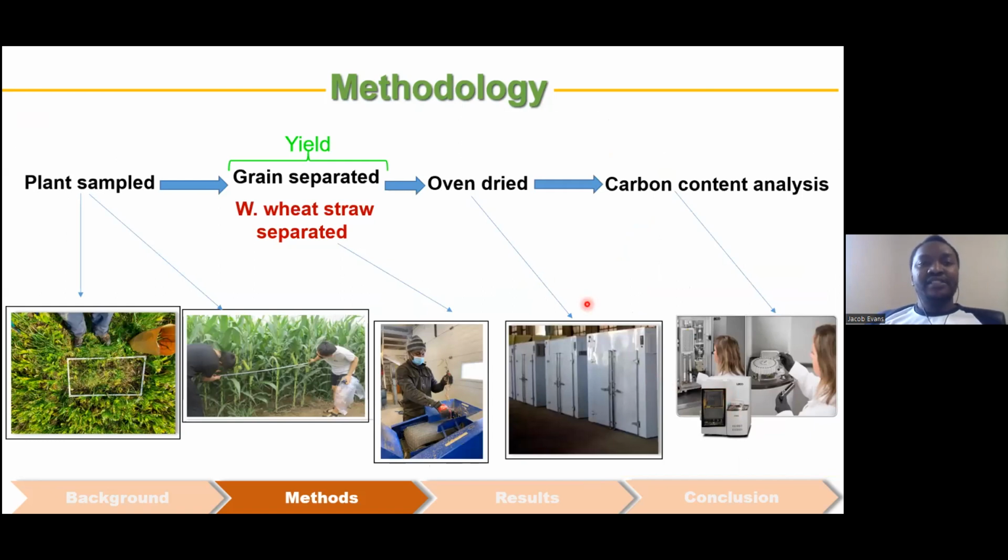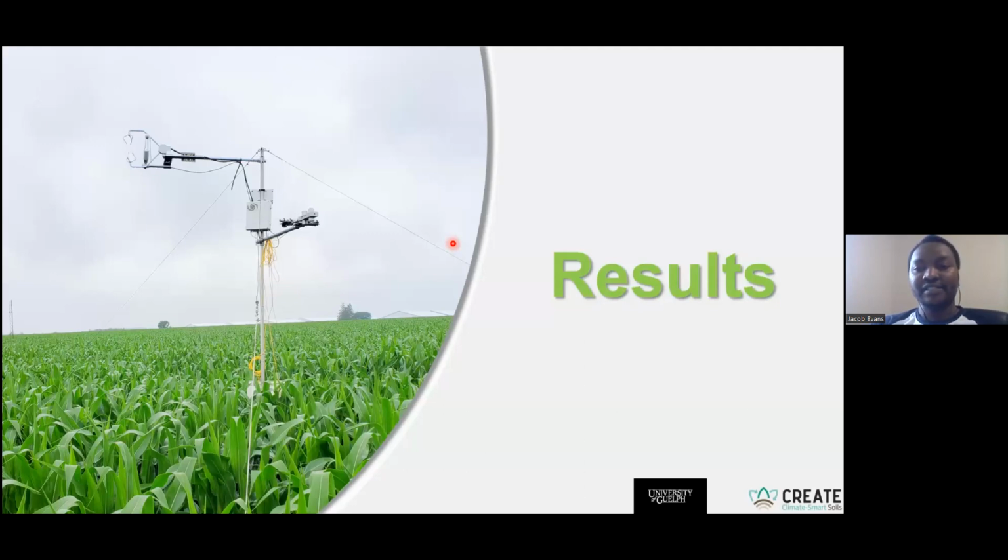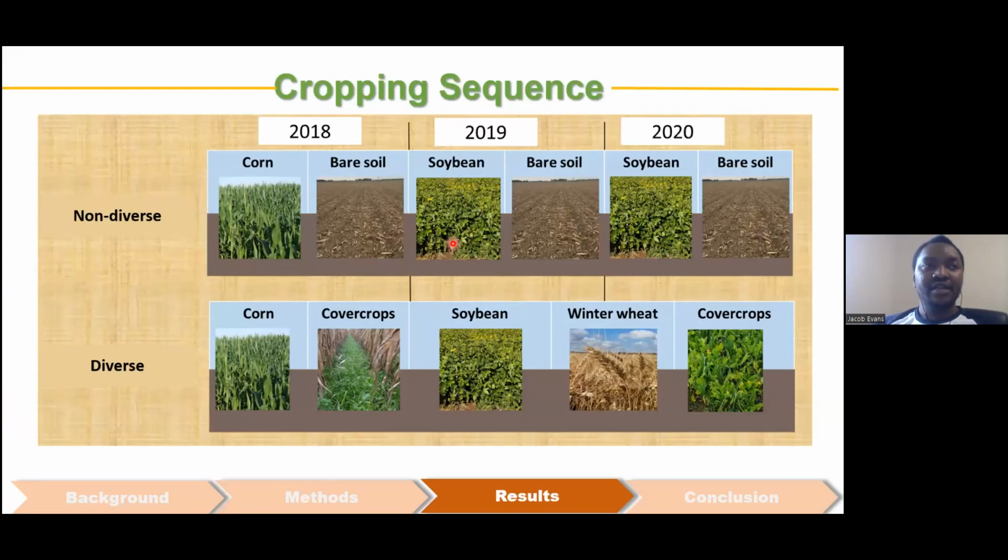To address the second objective, the net ecosystem carbon budget, I sampled plants for yield at the end of the growing season, oven dried them, and sent them to the lab for carbon content analysis. So let's delve right into the results.